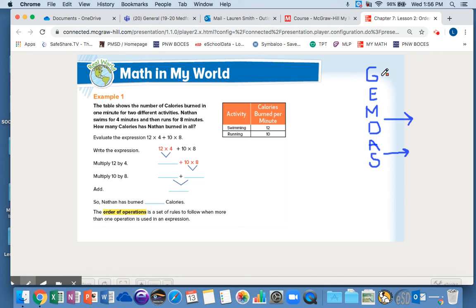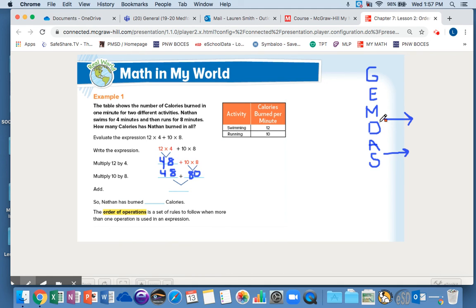All right, so there are no groups. There are no exponents. There is multiplication. So we're going to do our multiplication from left to right. We start on the left-hand side, and we're going to say 12 times 4, which is 48. And then you bring it down and you rewrite the problem each time so that you don't get confused. Now it says 48 plus 10 times 8. Well, we still have to do the multiplication first because remember, we're going left to right and we're going in this order. So we can't skip to addition because we still have another multiplication problem to do. So we're going to bring down our 48 and we're going to do 10 times 8, which is 80.